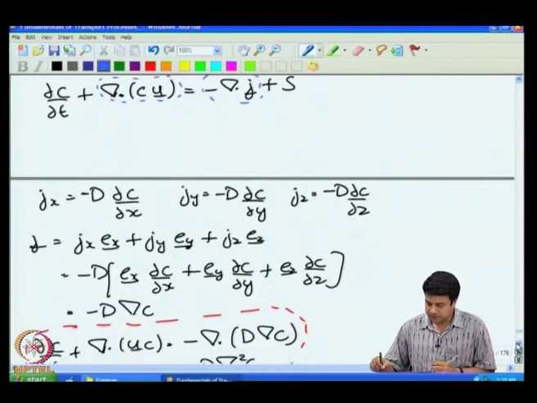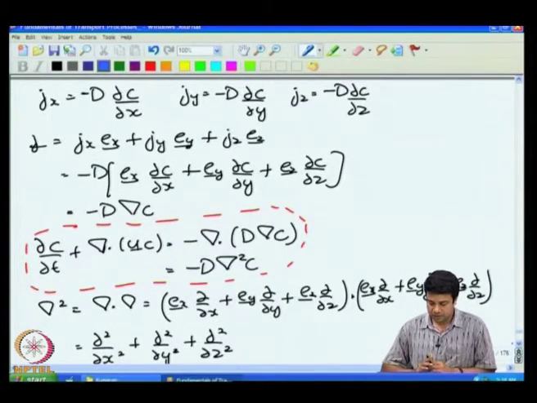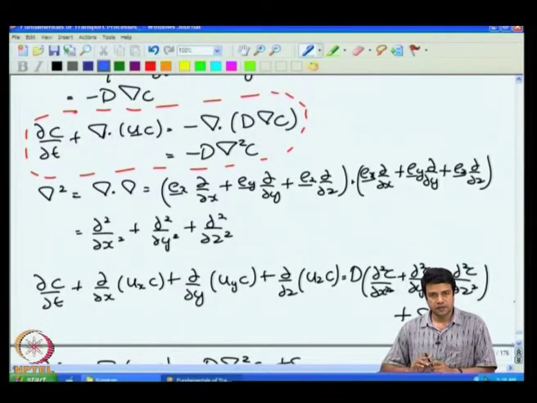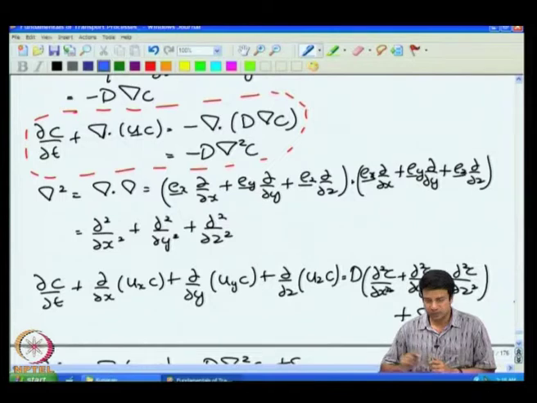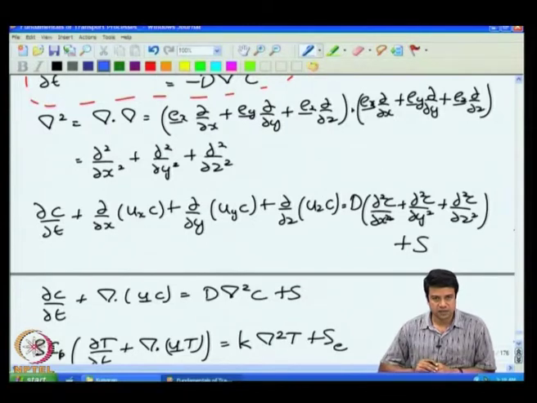The components of the flux I wrote in terms of the variation of concentration with respect to the 3 coordinates using Fick's law of diffusion. Once you do that, you get an equation shown in red there, which contains the Laplacian operator del square. The Laplacian operator del square is d square by dx square plus d square by dy square plus d square by dz square. And therefore, finally, I can write the concentration equation in this form in a Cartesian coordinate system. This is valid for any geometry in Cartesian coordinates.